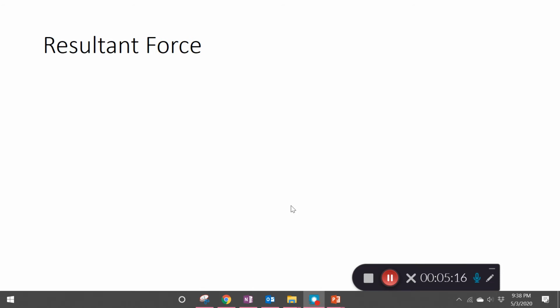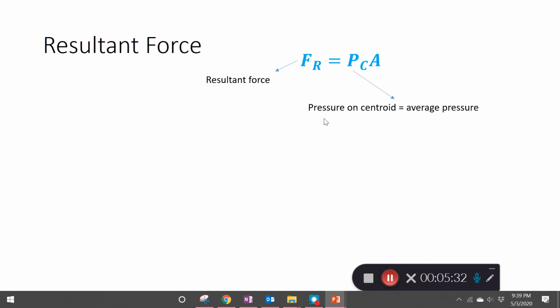So now let's figure out the equations that we need. From the previous slide, we have FR equals PA. Here it is a little bit different. I'm writing it as P_C. So FR again is the resultant force. P_C is the pressure at the centroid. Centroid simply means the center of the geometry of the plane. So for a vertical plane, whatever shape it is, this is the pressure acting at the center. In other words, it is the average pressure. And A, of course, is the area of the surface.